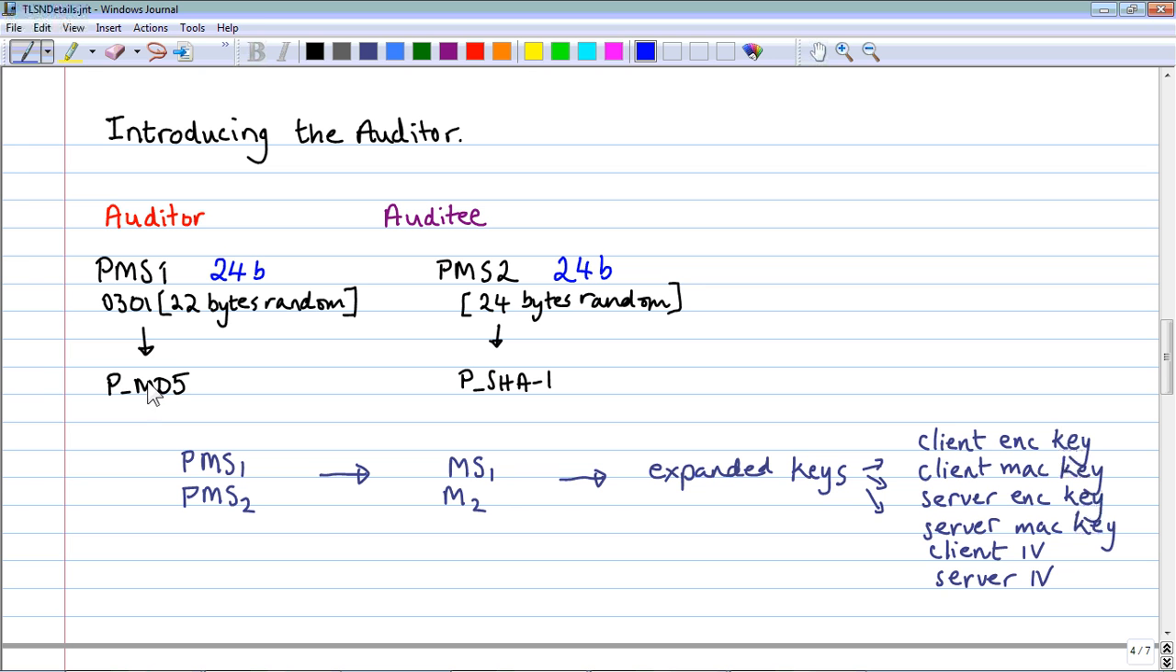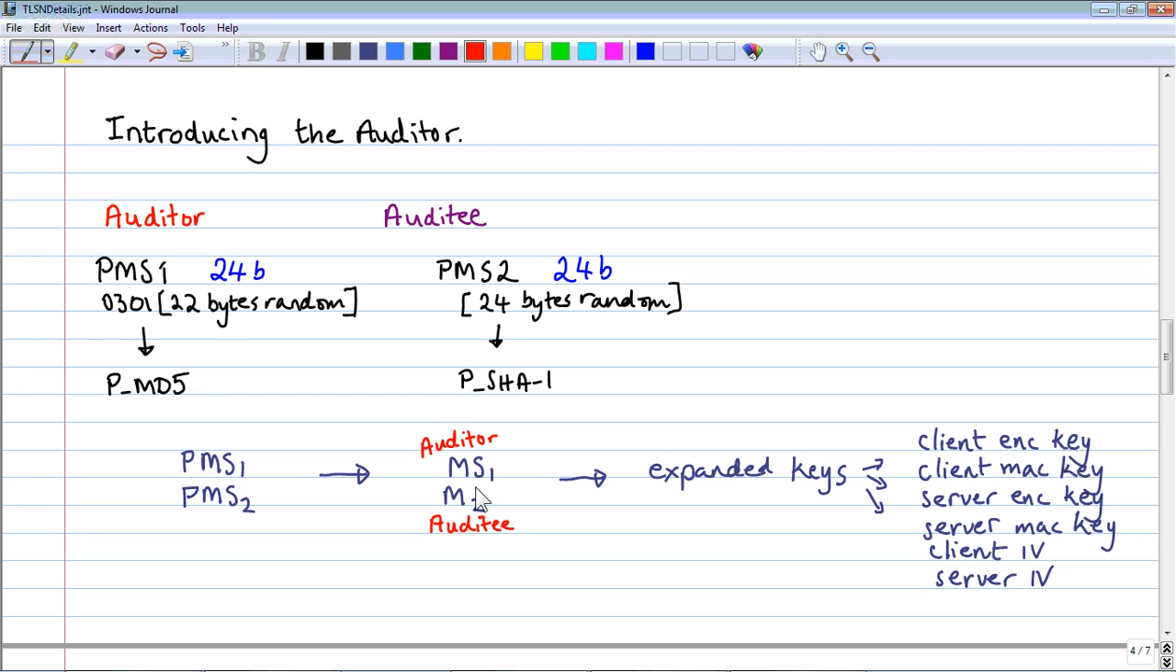They generate their p-hashes. By generating their p-hashes, they are able to give each other one half of the master secret using this XOR trick. So let's say, that would be the auditor, wouldn't it? This MS1 would be given to the auditor, and the MS2 given to the auditee. So both sides at that stage have half of that secret, and they know that the other side doesn't have their half.